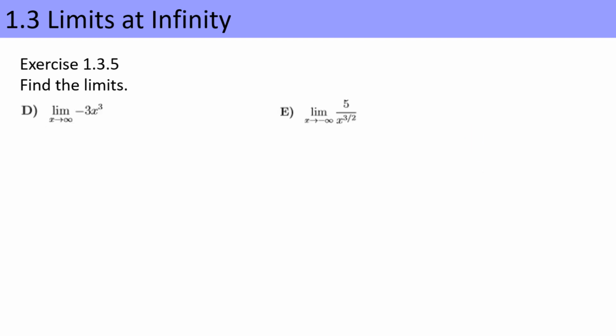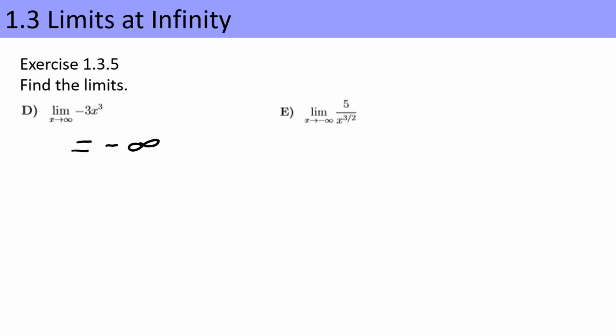Let's continue. Part D, the limit as x approaches positive infinity of negative 3 times x cubed. So x is approaching positive, raised to an odd power will still remain positive, but the constant that's multiplied to it is negative. So this graph will approach negative infinity.